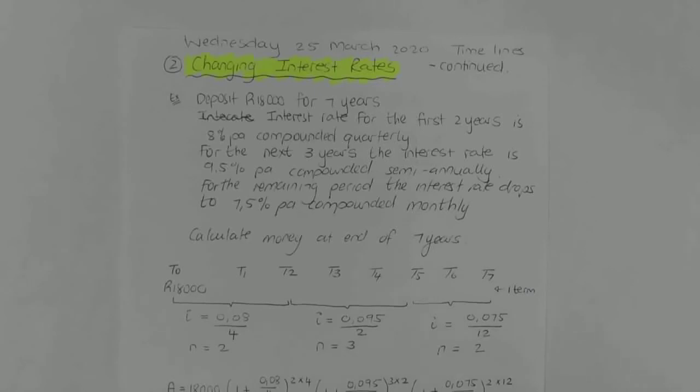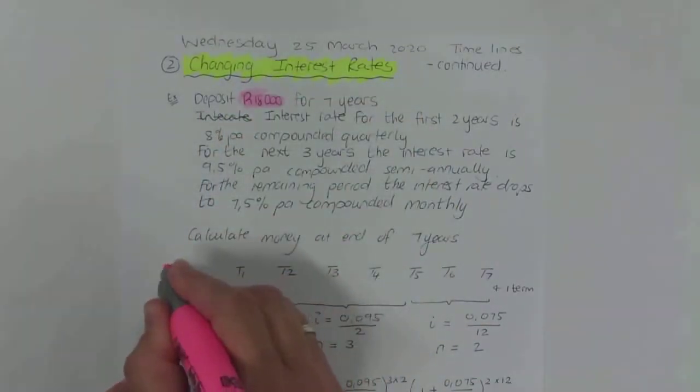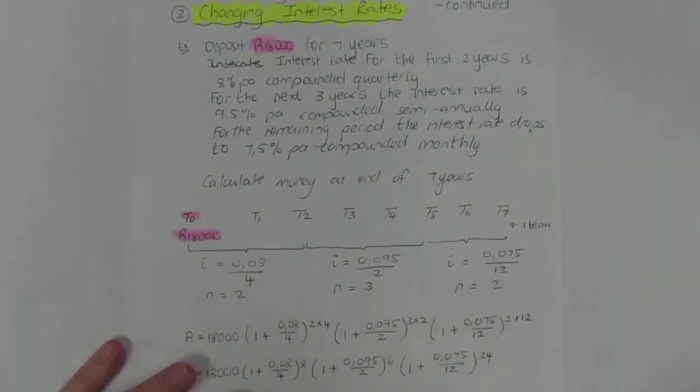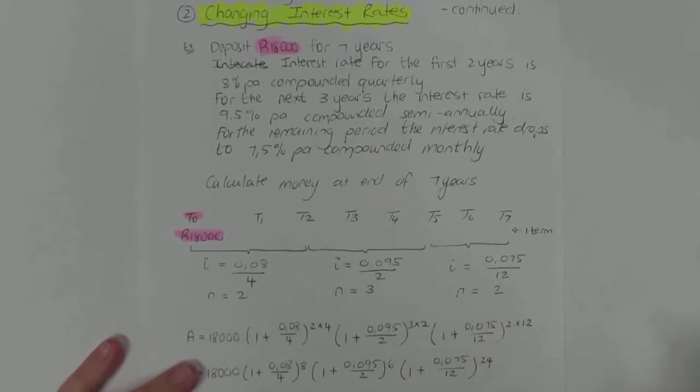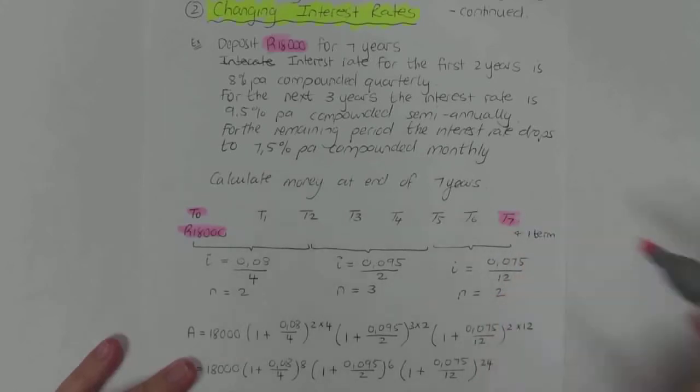So today we're going to look at the second timeline that you did in grade 10, but now we are also going to add nominal interest rates to it. Okay, so changing interest rates. So if I deposit 18,000 Rand, that means that my T0 is 18,000. Right. For 7 years, that means my timeline will have to go up to T7.